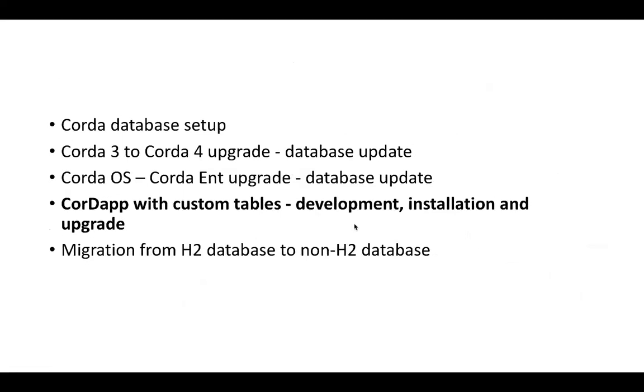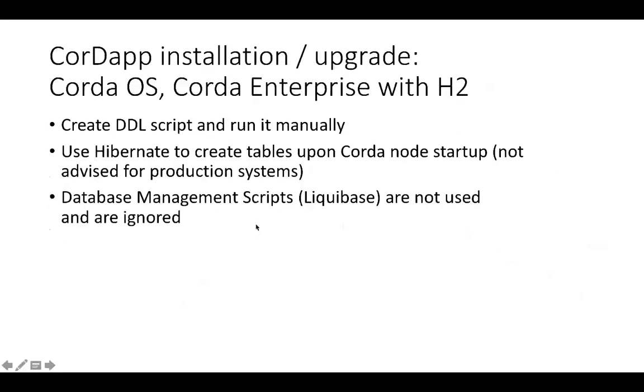So for open source and for H2 database, if you develop Corda with some custom states, a JPA entity needs to have a backing table. And for H2 and open source, this is typically created by Hibernate during node startup. But this is not really advice for a production system. In this case, it's always better to manually create a DDL script and run it before.